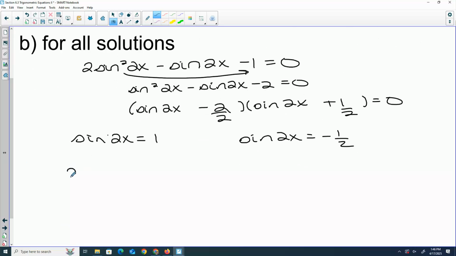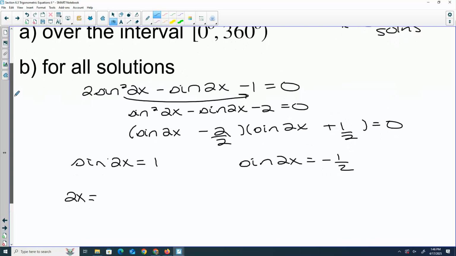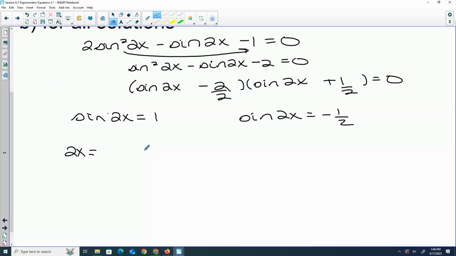So my angle is 2x. We are in degrees. So when sine is equal to 1, that happens at 90 degrees. Sine is negative in 3 and 4. Reference angle, sine is 1 half at 30 degrees. So 30 degrees in quadrant 3 is 210. In quadrant 4, 360 minus 30 is 330.